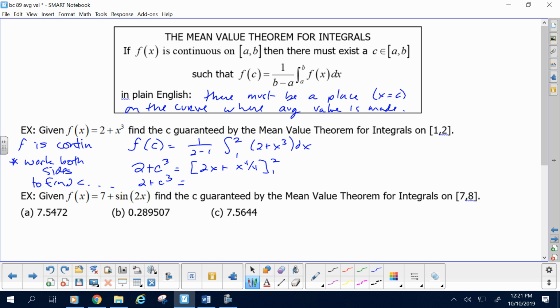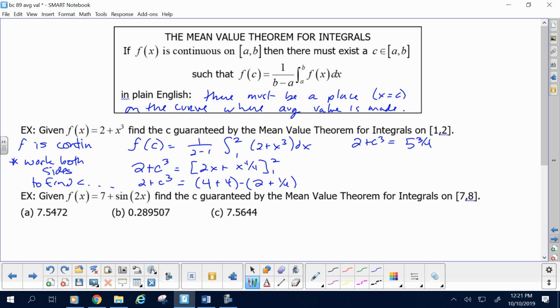What do we get there? 4 plus 4 minus 2 plus the 4th. Wait. All right. 2 plus c cubed then equals, we got there, 6 minus a 4th. Is that right? 6 minus a 4th? What's 6 minus a 4th? 5 3/4. Okay. 5 3/4, yeah? All right, now we're ready to start solving for c.